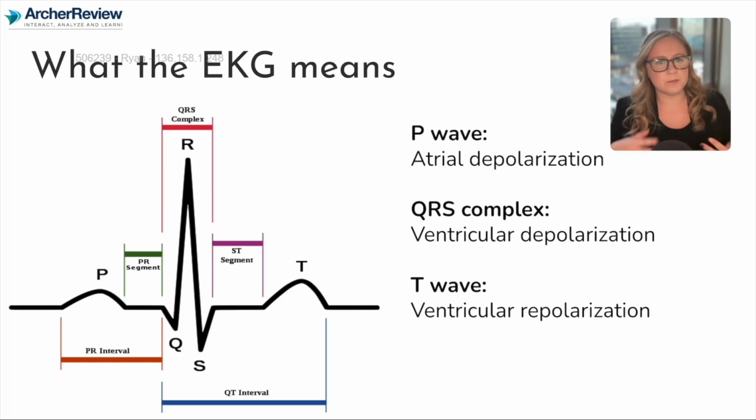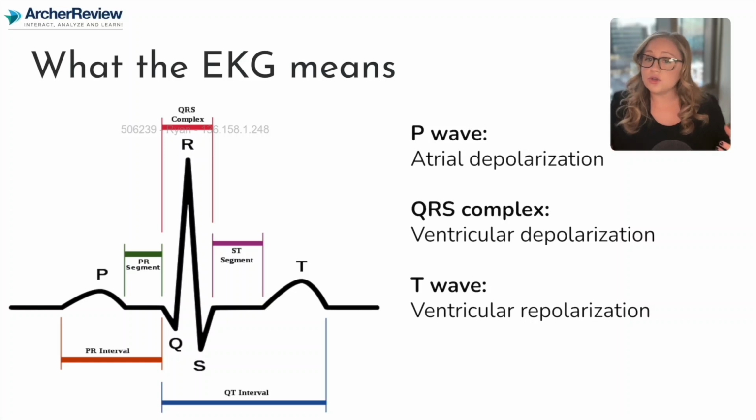So 3 big components that you need to be aware of: the P wave, the QRS complex, and the T wave. Now, the P wave is that very first little wave. It represents atrial depolarization, when the top part of the heart, the atria, squeezes and contracts. The QRS complex shows us the same thing, but for ventricular depolarization. So that's why it's much bigger than the P wave. The ventricles are really big, really strong. They take more energy to depolarize and contract.